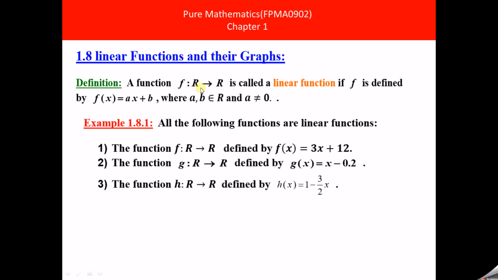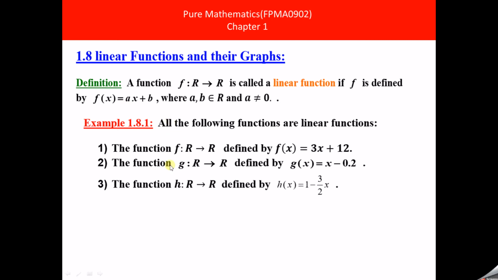A function f from R to R is called a linear function if f is defined by f(x) = ax + b, where a and b are any real numbers and a is not equal to 0. In the previous chapters we have seen that any function of this form, f(x) = ax + b, where the power of x is 1, is called a linear function, and the coefficient of x is not equal to 0. That is, here the coefficient of x is a and a should not be equal to 0. So any equation of this form, f(x) = ax + b, is called a linear function.